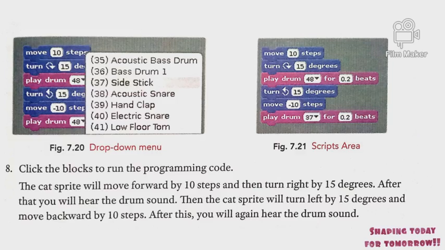So students, you can see in figure 7.21 the first command is move 10 steps. So the cat will move 10 steps forward, then it will turn 15 degrees. Then you will hear the play drum sound. Then again the cat will turn 15 degrees. Then the cat sprite will move 10 steps backward and then you will hear the sound of the drums. So you can see the steps that are written in figure 7.21. This is how we have set all the blocks. So this is how our program will run.